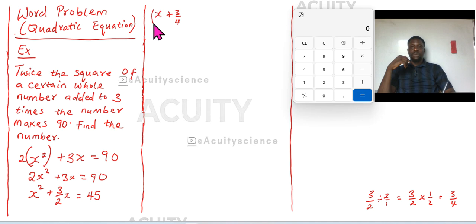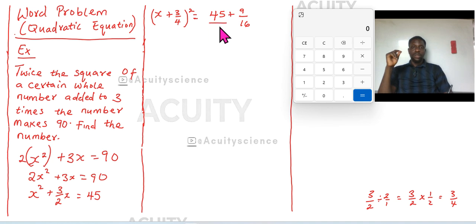And then we'll raise that to power 2. We'll say this is equal to this 45 plus the square of this, which is 9 over 16. Square of 3 is 9, and square of 4 is 16. What we do is apply completing the square. If you have any issue with that, look at the previous videos. All right, so we'll simplify the right hand side.